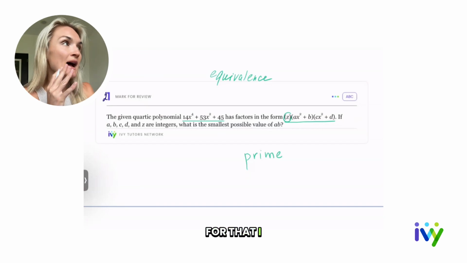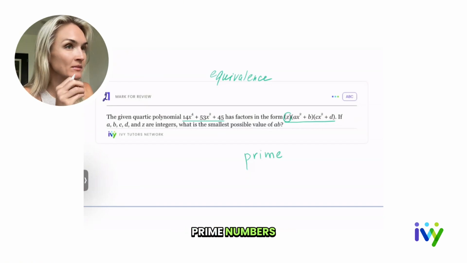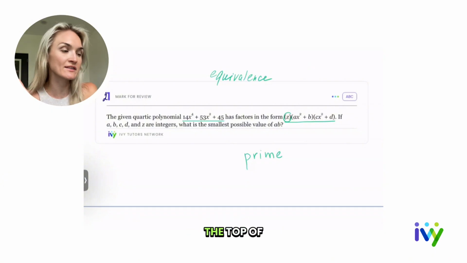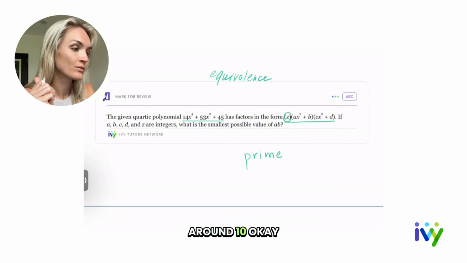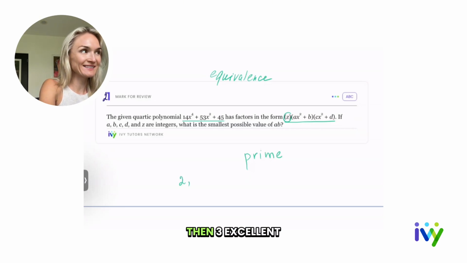For that, I want you to memorize a couple of really prominent prime numbers. Salome, how many prime numbers do you know, just at the top of your head? Probably around 10. Okay, let's go. The first one is 2. Then 3. Excellent. 5. Let's remember your third grade. Let's travel into 7. What else?